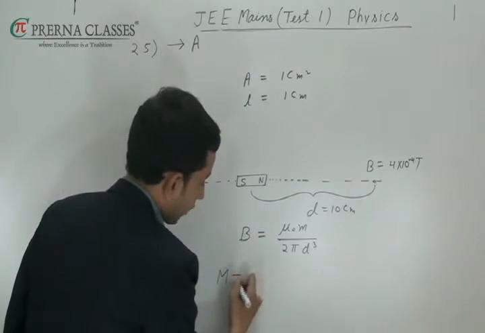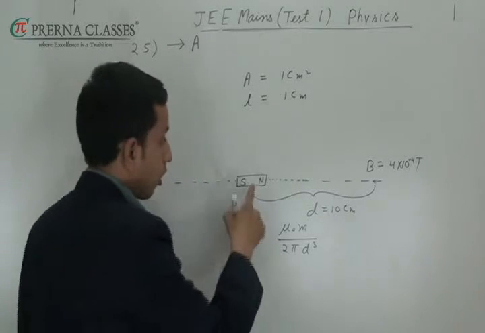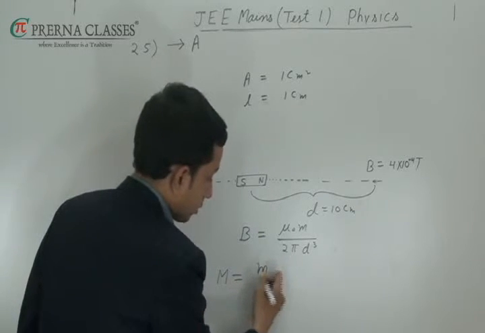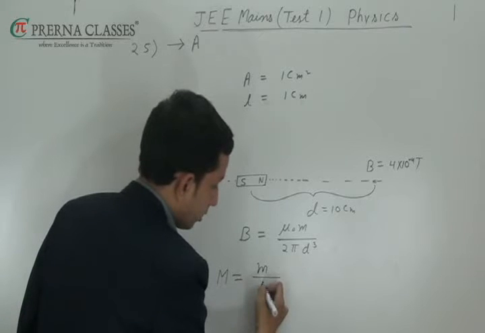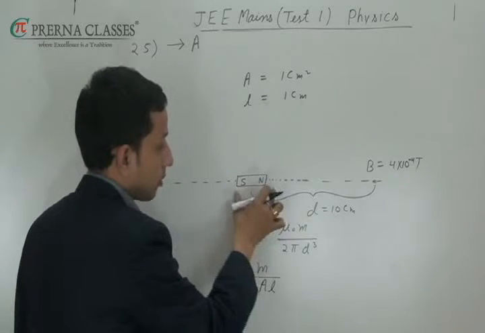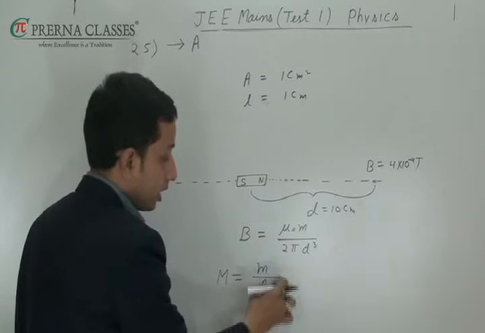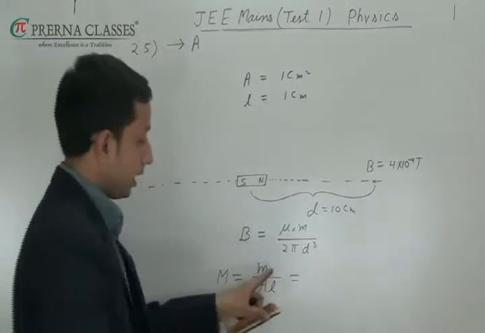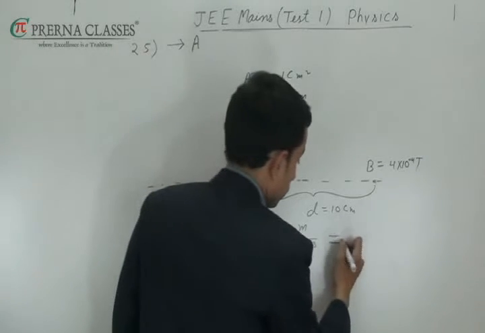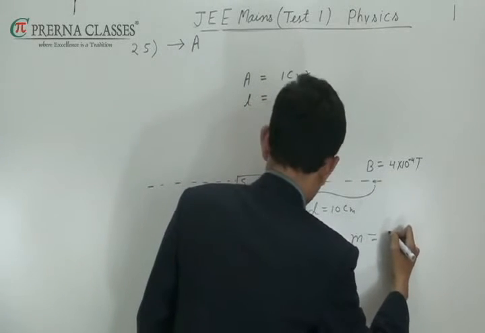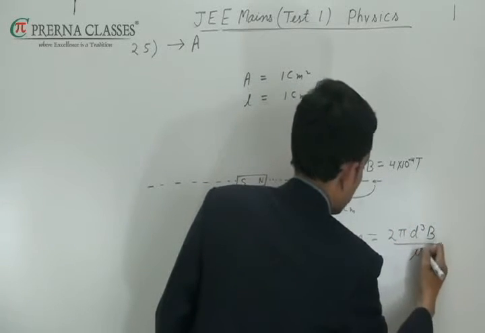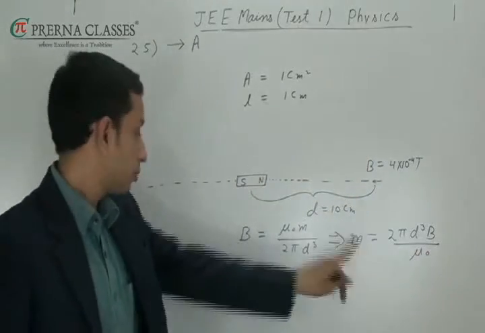So magnetization is defined as the magnetic moment of the magnet divided by the volume of the magnet. So that will be area into length. So magnetization is the magnetic moment of the magnet divided by cross section area into length. And magnetic moment M we can write from the values, because B we have and d we have. So we can write M equal to 2 pi d cubed B by mu naught. So this is the value of magnetic moment. We will put it here.